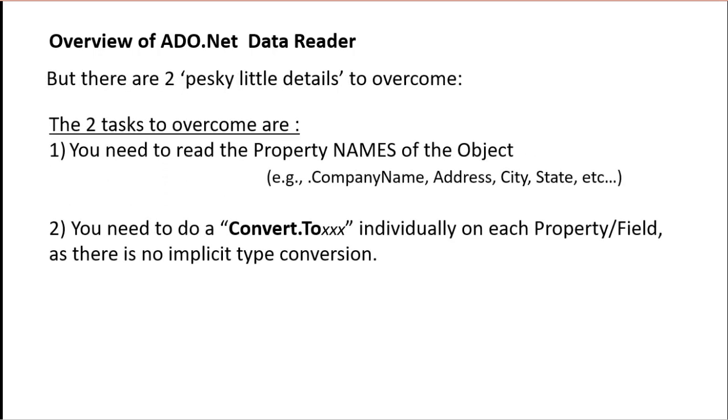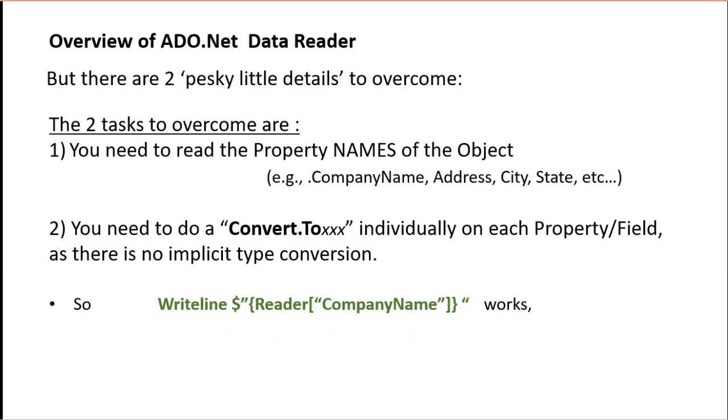The details are, one, we have to be able to cycle through and read the property names of the object: company name, company address, city, state, and zip, etc. And then we need to do a convert to string or integer or whatever individually on each property or field, as there's no implicit type conversion.